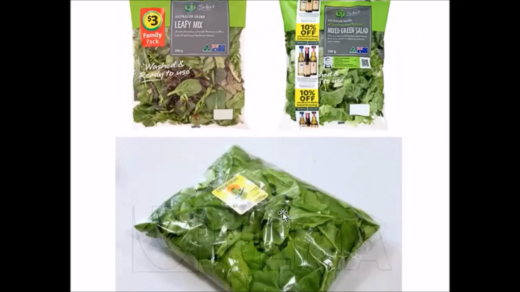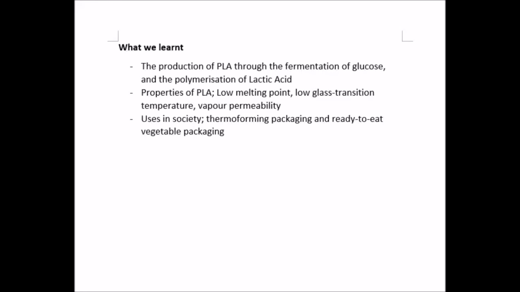useful in society. So in this video we learned the production of polylactic acid through the fermentation of glucose and the polymerization of lactic acid. We talked about the properties of PLA, that it has a low melting point, low glass transition temperature, and vapor permeability. And we discussed its uses in society, in that of thermoforming packaging and in ready-to-eat vegetables packaging.